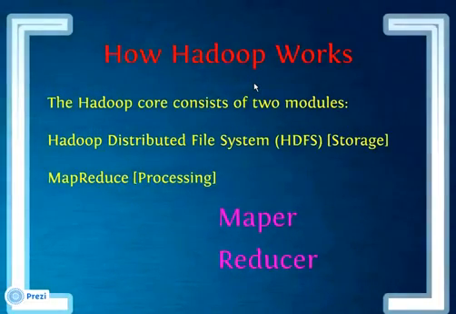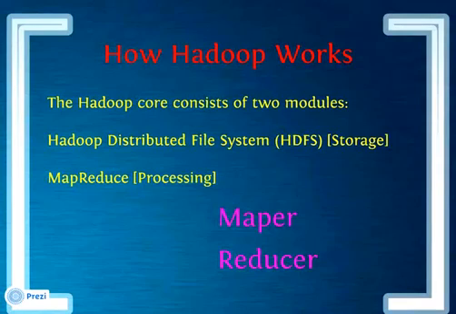So the next is how Hadoop works. The Hadoop core consists of 2 modules. One thing we were discussing previously was the processing. The processing of a large amount of data was quite difficult on a single machine, so we had to distribute the task among multiple machines.